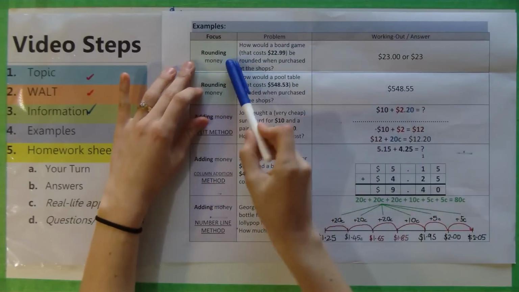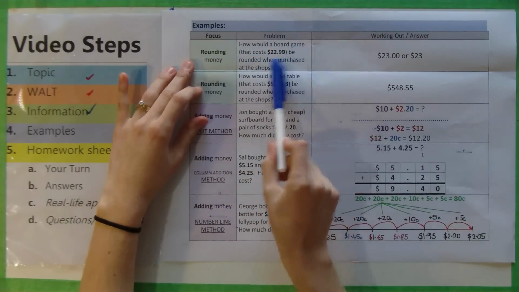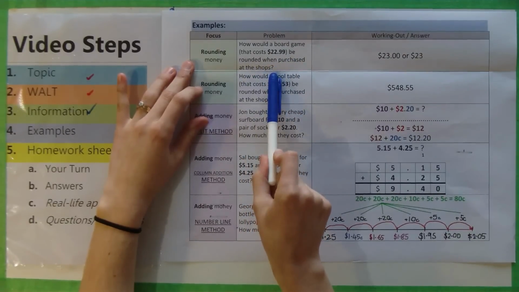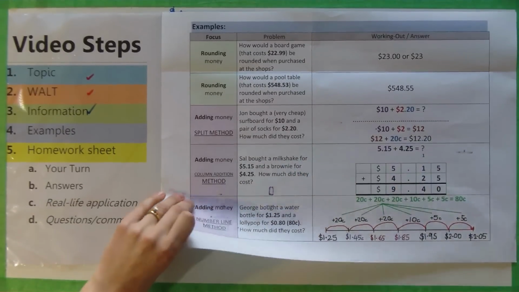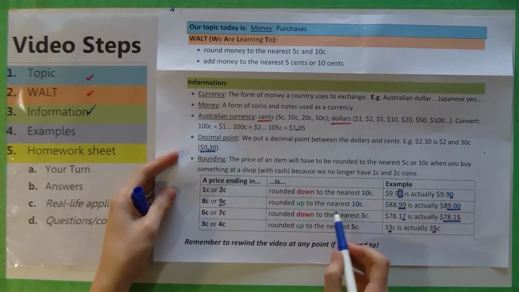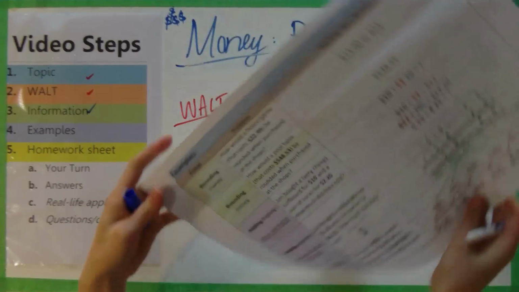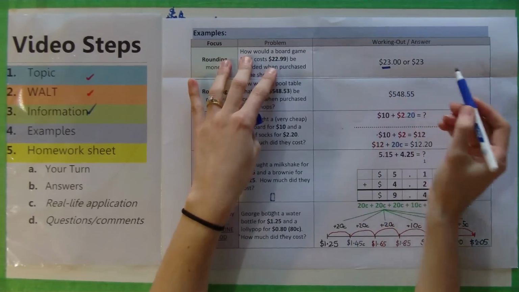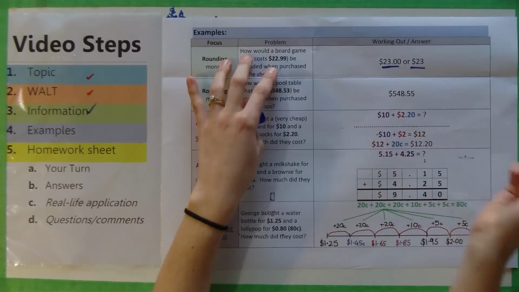For rounding money, how would a board game that costs $22.99 be rounded when purchased at the shops? You can just go back to the previous table. It ends in a 9, so it's rounded up to the nearest 10 cents. So that would actually be put up to the next, which is $23. That can be written like this or like this.